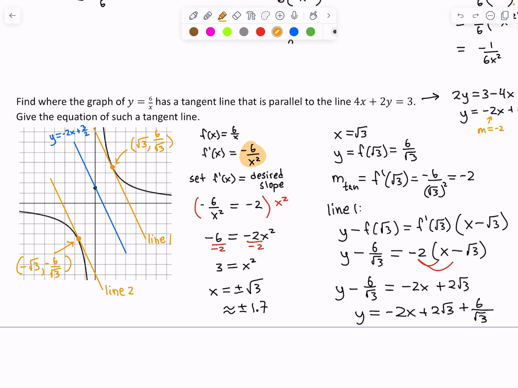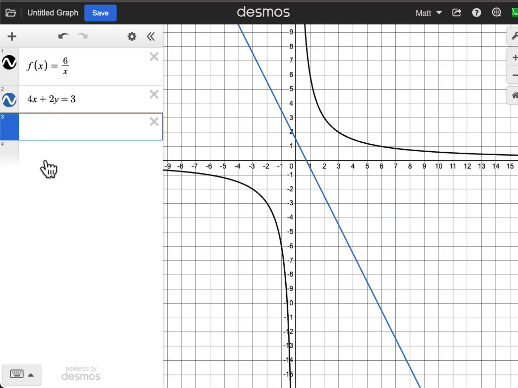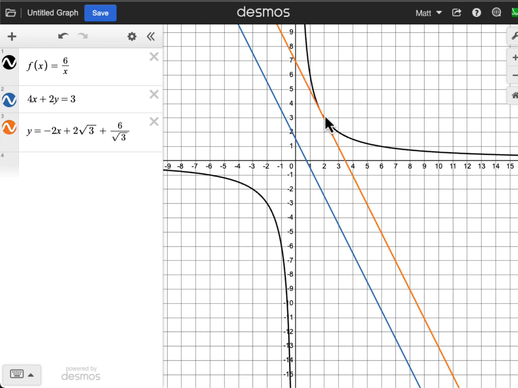Let's confirm this one with some technology. Okay, we have the graph of f of x equals 6 over x. Here's the graph of the line that was given to us. I'm going to type in the answer that we got. y equals negative 2x plus 2 square root of 3 plus 6 over the square root of 3. And sure enough, we get an orange line that's tangent to the curve, and the orange and blue lines are parallel to each other. Let me hide this line.